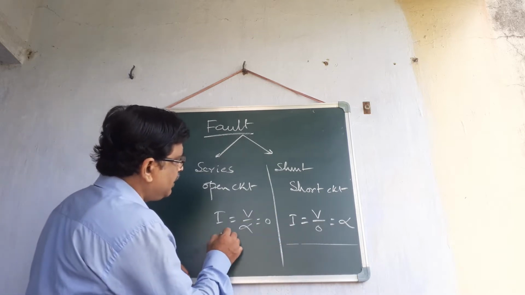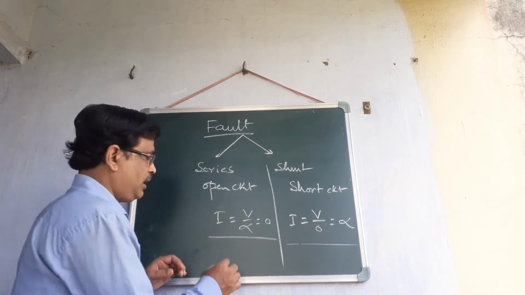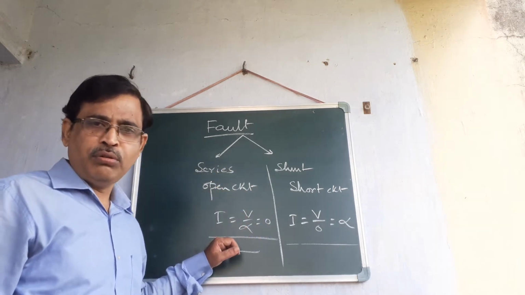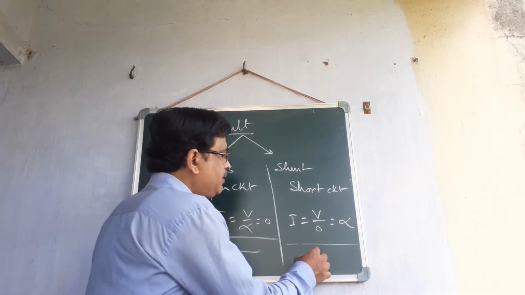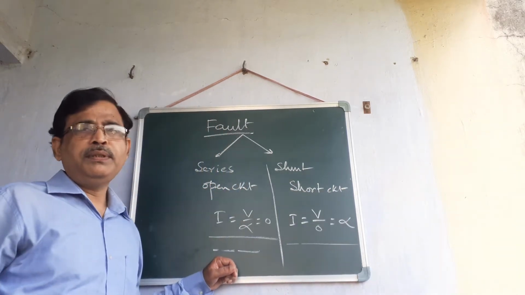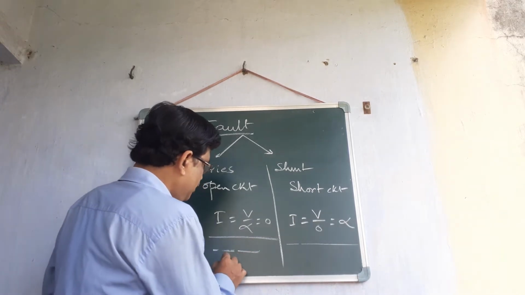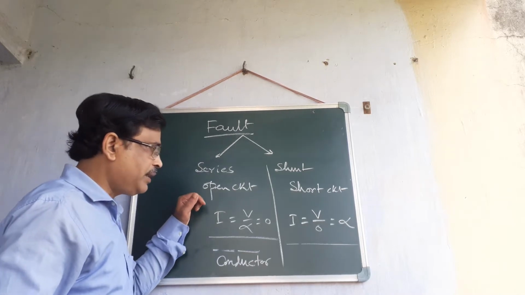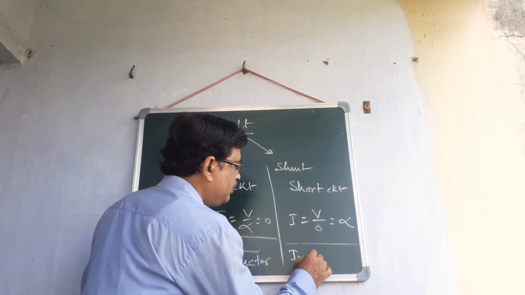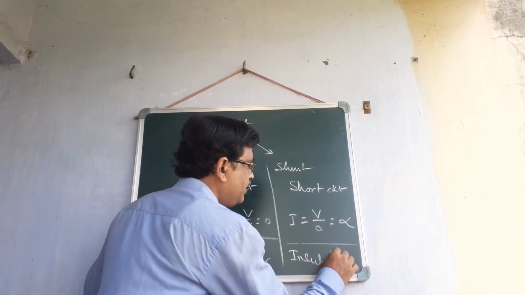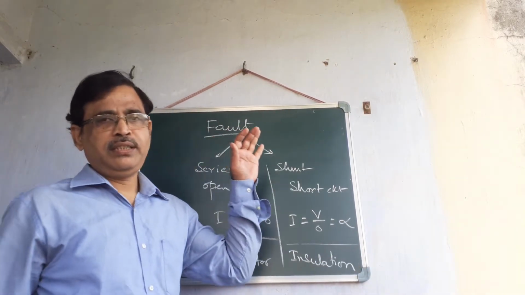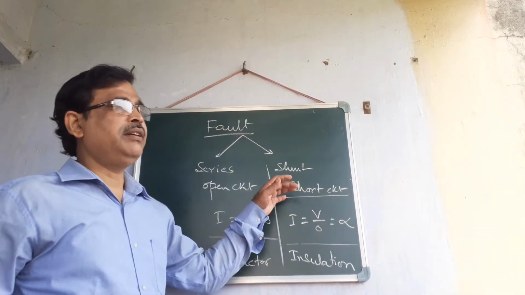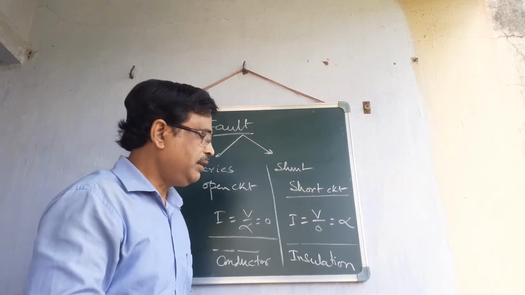And open circuit is due to failure of conductor. If the conductor is open, then open circuit will be created and current will be zero. And short circuit, that means the impedance will be zero, that means failure of insulation. Conductor failure is under open circuit, and insulation failure is under short circuit. Now, short circuit study is our main objective.